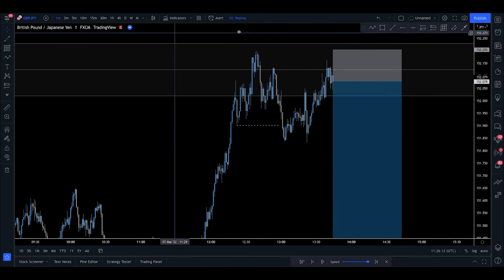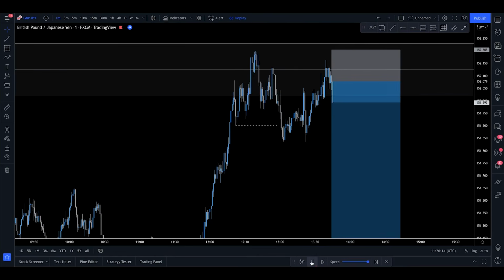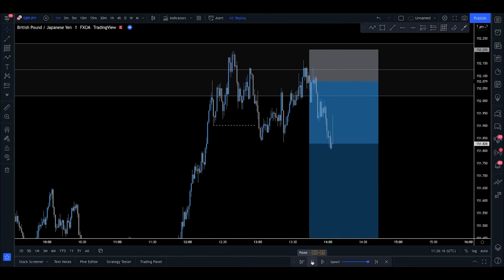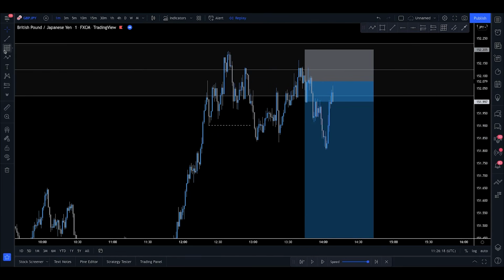Now, if we wanted extra confirmation, what we could actually do is wait for a secondary breakdown. Now, this is something I quite like to do and something I do quite often because it increases your win rates more and generally allows you to get a better risk reward on the movement.